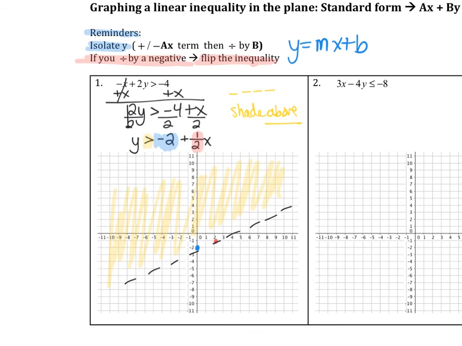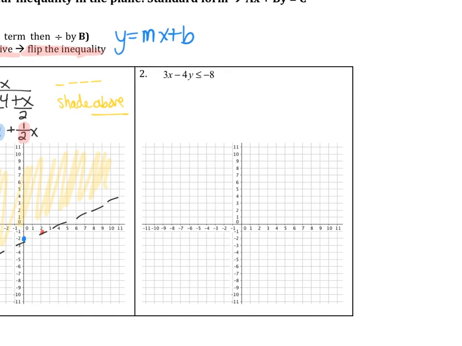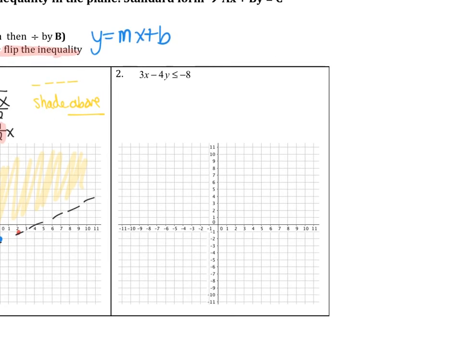And let's look at our last example and see if we'll have to do any flipping of the inequalities where we divide by a negative. So if we look at our last example, we have 3x minus 4y is less than or equal to negative 8, and we have to get y by itself. So let's do that first. So first thing I'm going to do is I'm going to get rid of the 3x by subtracting it, okay? And then I'm left with negative 4y is less than or equal to negative 8 minus 3x, okay?